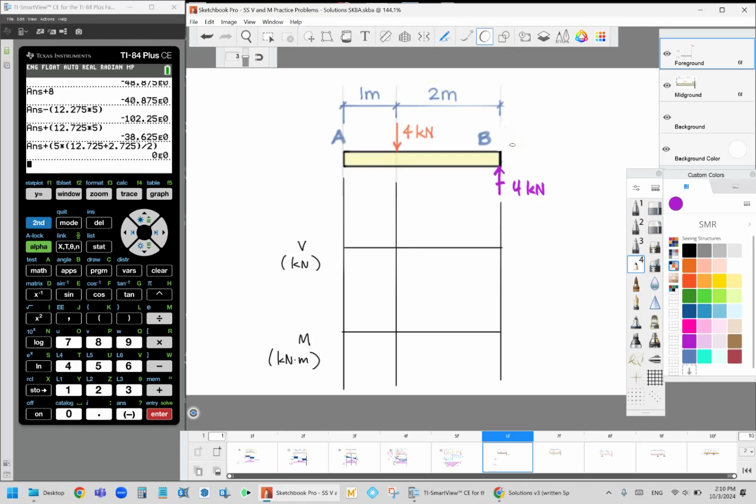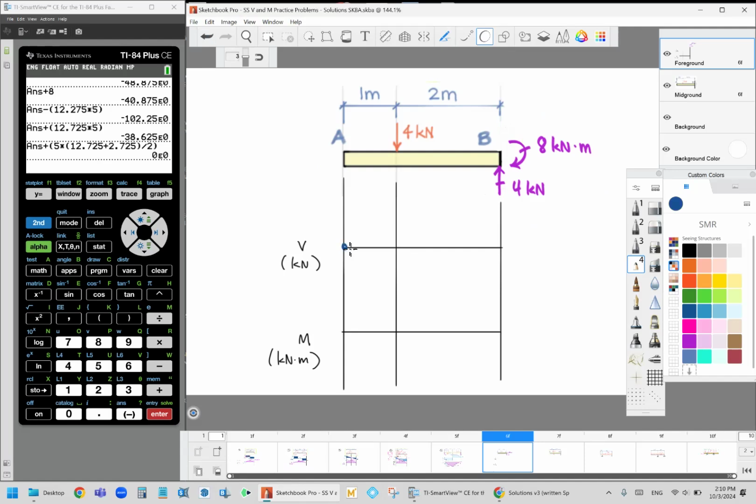So some moments about A, some moments about B. Put the thing in static equilibrium. We're going to get 8 kilonewtons times meters here as a reaction. If you're having any trouble at all getting these very quickly, please reach out and get a little bit of help. All right, now that we have our reactions, we are ready for our shear diagram.